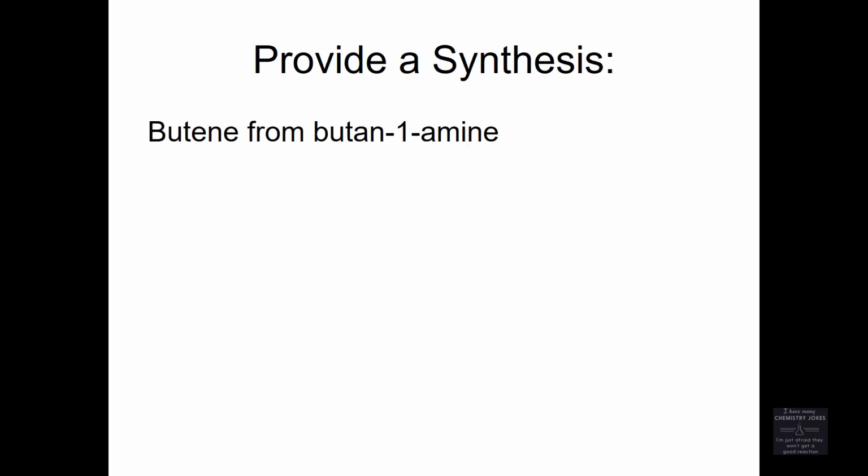Provide a synthesis of butene from 1-butanamine. Well, obviously, if you have an amine, that amine, 1-butanamine, needs to be turned into butene. Well, how do I turn an amine into an alkene? Turn it into a quaternary ammonium hydroxide and then heat it. Okay, I can do that.